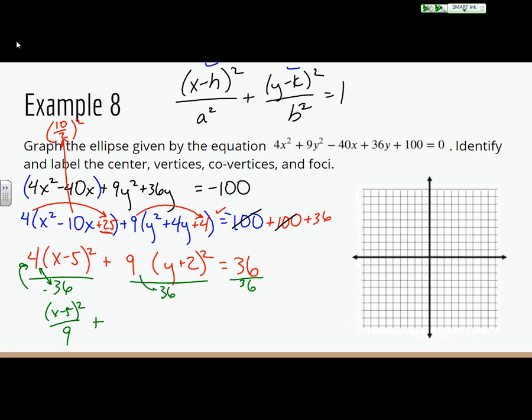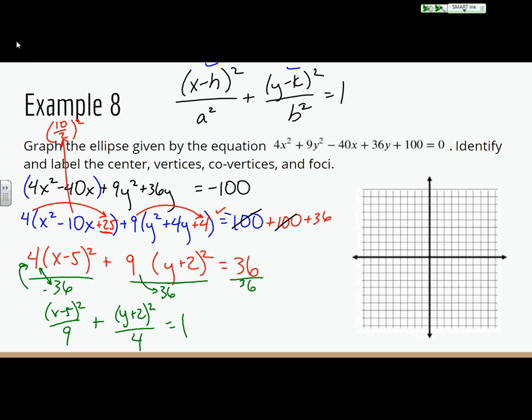Same thing here. 9 divided by 36 is going to be 1/4. So the 4 goes on the bottom. You can do 36 divided by 9, and then put the 4 on the bottom. Reverse division. I don't even know if that's a thing. I might have just made something up.